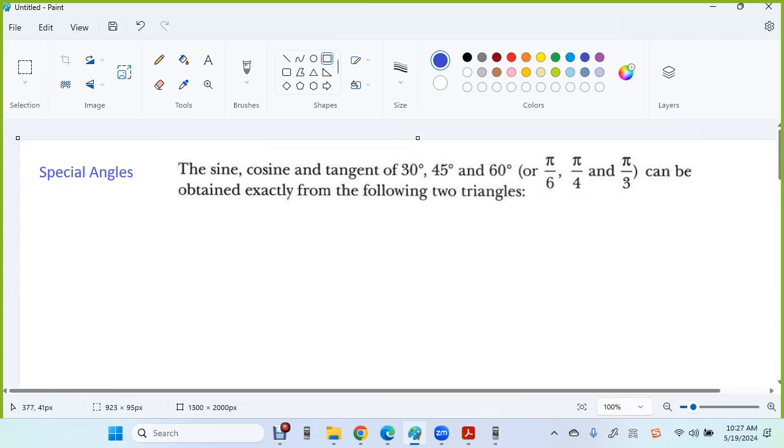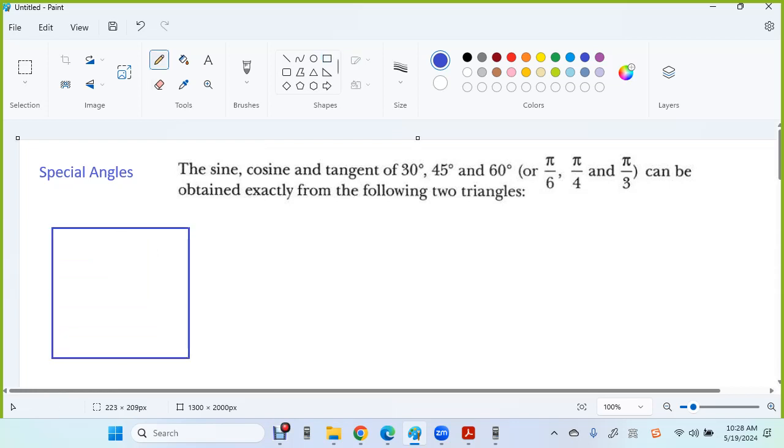In trigonometry, we have special angles. So that is 30 degrees, 45 degrees, and 60 degrees. The 30 degree is also pi over 6, 60 degree is pi over 3, and 45 degree is pi over 4. The sine, cosine, and tangent of these three angles can be obtained exactly from two triangles. So we consider the first case.